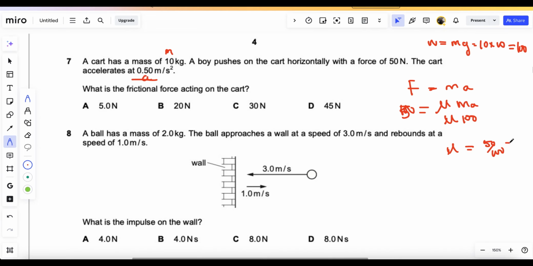So this 0.5 is used to calculate the overall force, the frictional force. We put the value of our acceleration, which was 0.5, times the mass, which is 10. What do you get? That's 5, right?